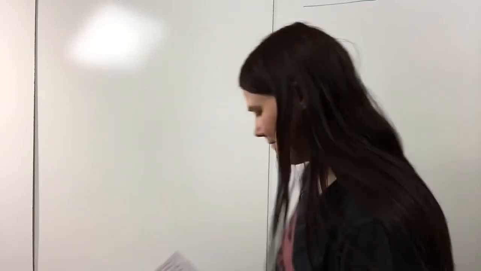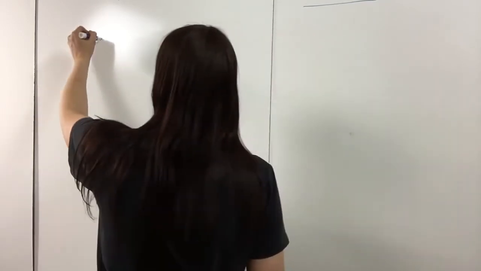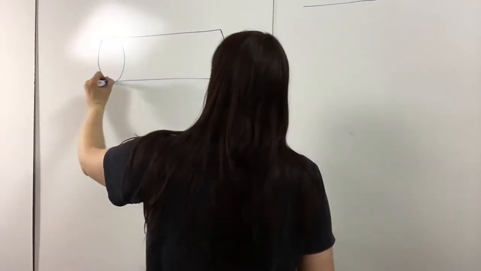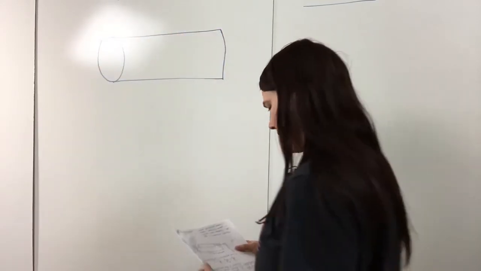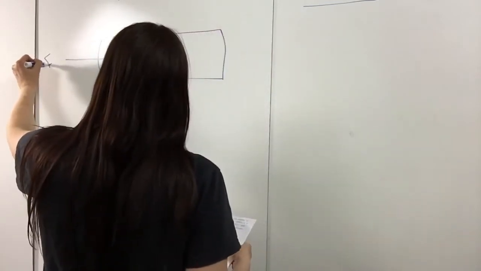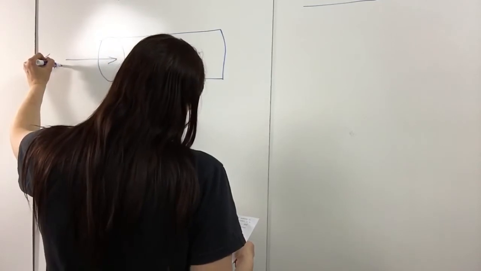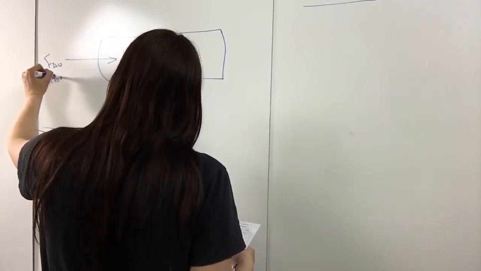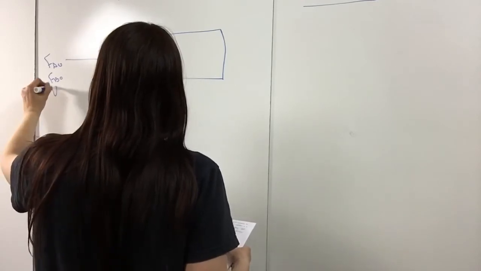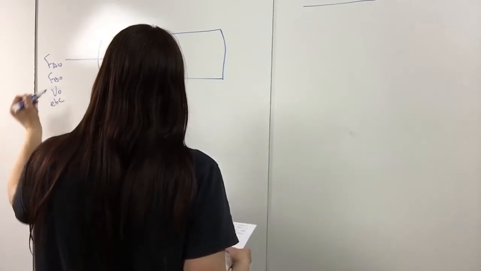The hardest part of looking at recycle reactors is keeping track of all of the different balances you need to do. I think the easiest way to do this is to draw a picture. Let's assume that you have a PFR, a plug flow reactor, and you have a stream coming in, say FA naught, FB naught, with a certain volumetric flow rate, etc.